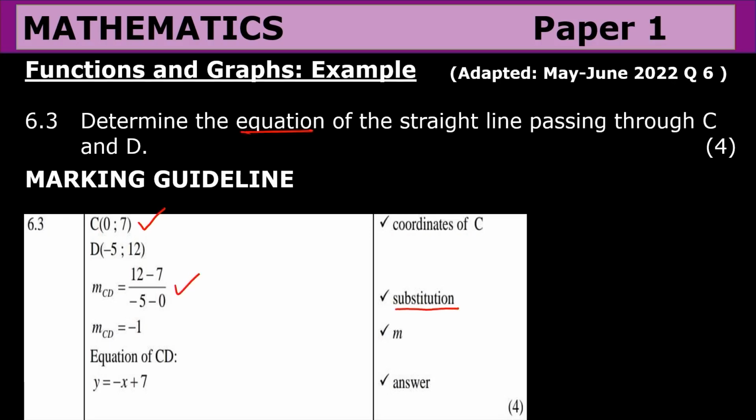Remember, for an equation, we do need the formula for the gradient as well. Now, the coordinates of D were given as -5 and K, and from the question above, we calculated that K is equal to 12. So we are going to use those 2 points to substitute into the formula for a gradient. And then after that, you're going to get a mark for finding the gradient. And then we are going to get the last mark for actually answering the question, and that is finding the equation for the straight line.